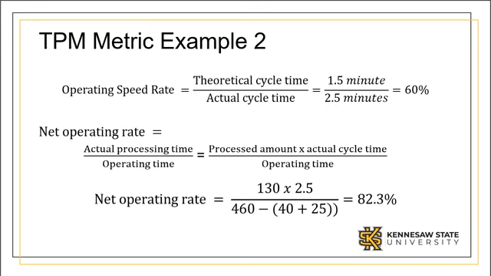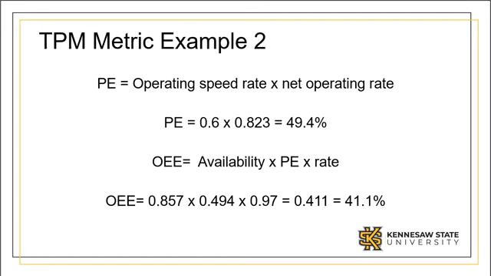Operating speed rate is the ratio of theoretical to actual cycle time, or 60%. Net operating rate is the process amount multiplied by the actual cycle time divided by the operating time, or 82.3%. Performance efficiency is the product of the operating speed rate and the net operating rate, or 49.4%. Overall equipment effectiveness is the product of availability, PE, and the rate of quality products, or 41.1%.